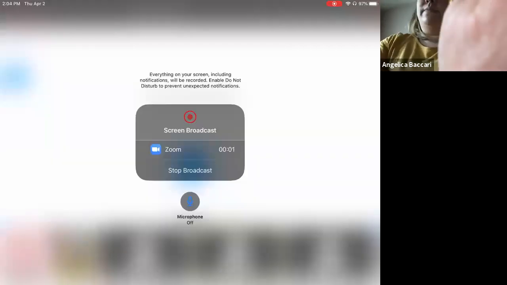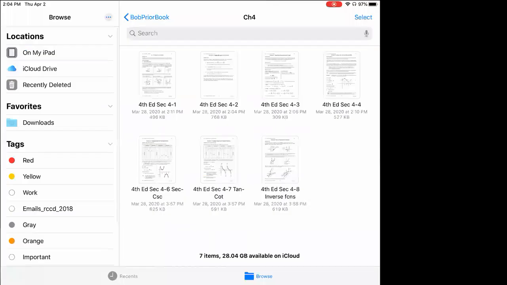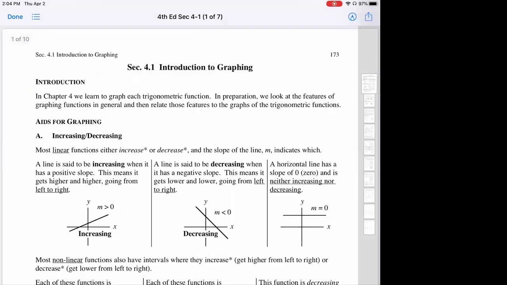So let me go ahead and share my screen. We're continuing with section 4.1. Can everyone see my screen? If someone can unmute themselves and let me know what you're seeing. Yeah, I can see it. 4.1 Introduction to Graphing. Thank you so much.